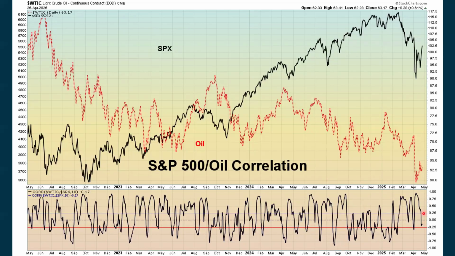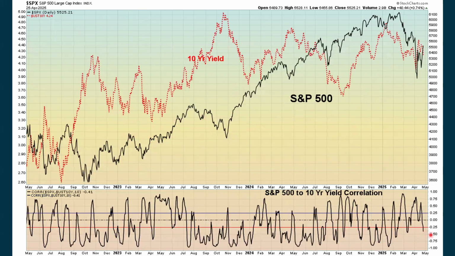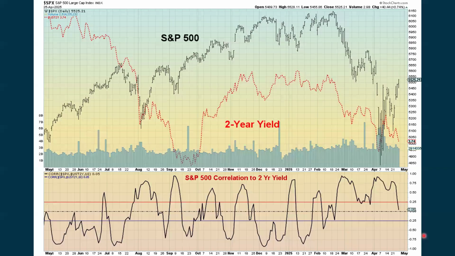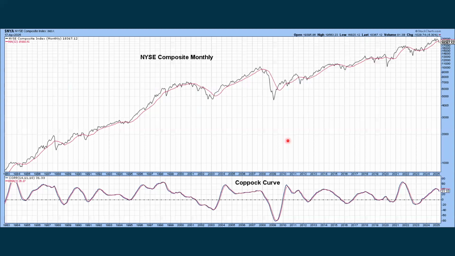We're in this plus 0.25 to minus 0.25 area. That's when I consider it neutral. We're just coming out of neutral when we compare stocks to the 10-year yield. And we're also just coming out of neutral when we look at tech to the 10-year yield. And we're going into being neutral now with the S&P to the 2-year yield. That's shorter term.